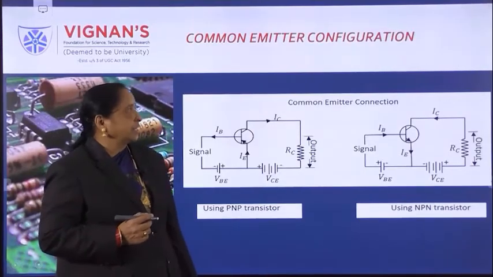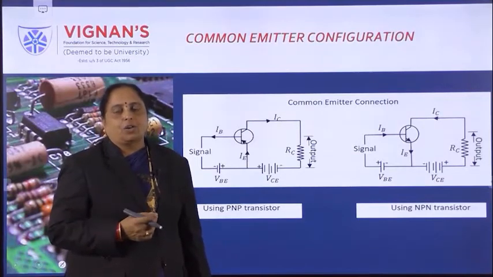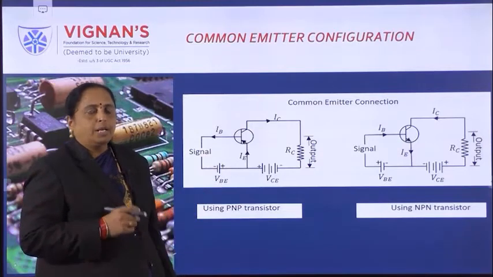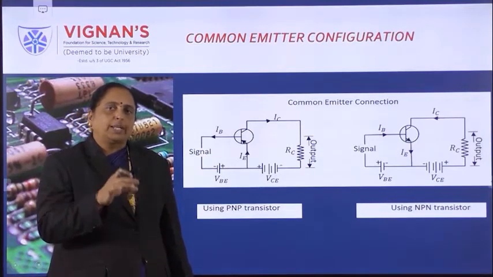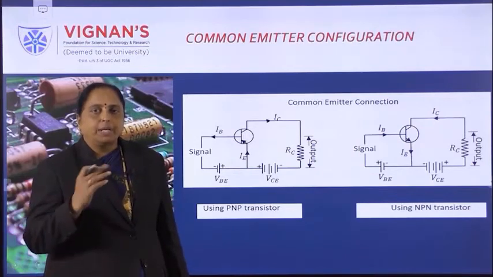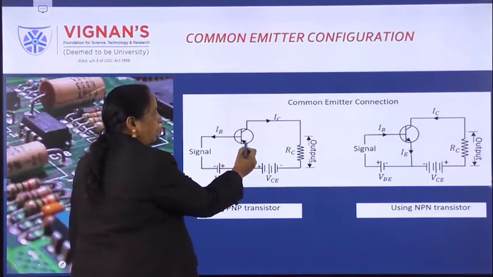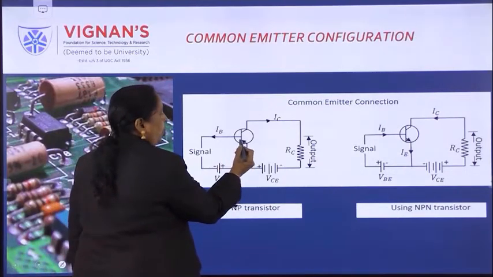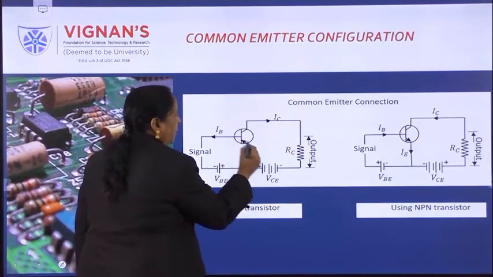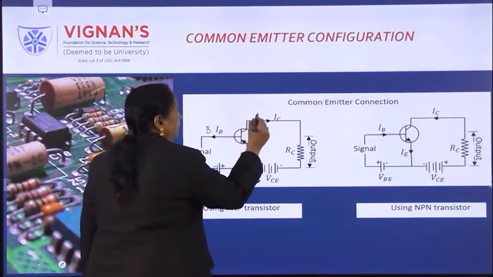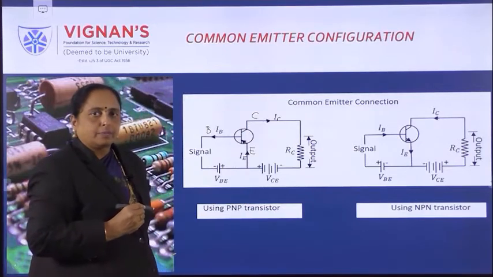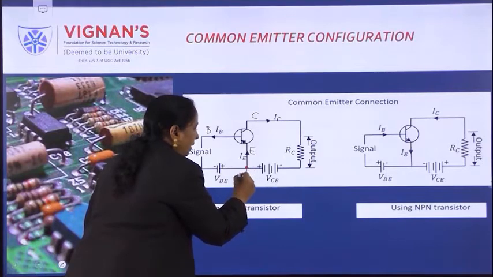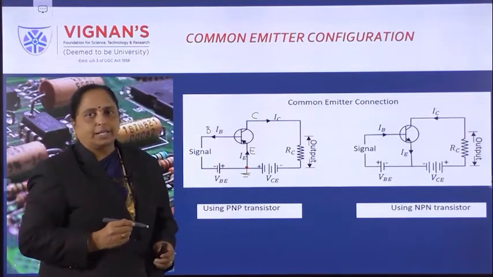Today we are going to discuss another configuration, the common emitter configuration. So what do you mean by common emitter? Common emitter means the emitter may be common to any supply or the emitter may be grounded. See here, this is a common emitter configuration with the PNP transistor. PNP means the arrowhead points inward. So this is the emitter terminal, base terminal, and this is the collector terminal. So the emitter is common. That is, here the emitter may be grounded or may be connected to any supply.